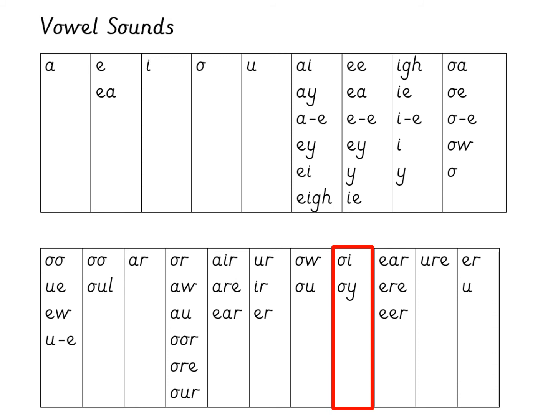Did you remember that we learnt to spell OI with O and I as a digraph in our Phase 3 learning? Both of these graphemes make the phoneme OI.